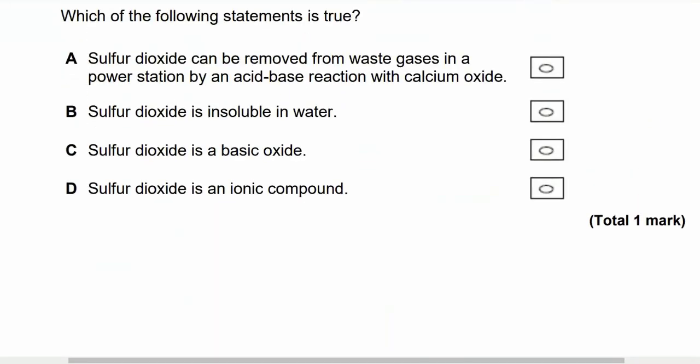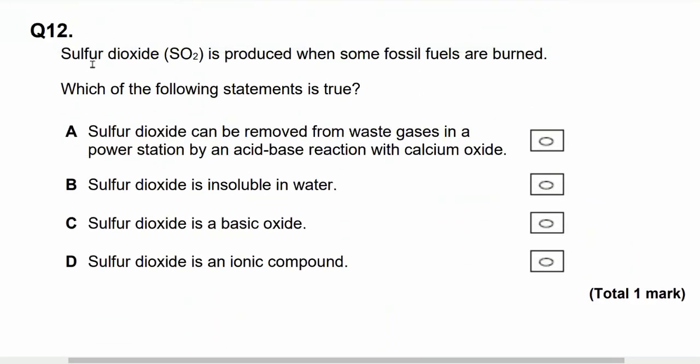Okay, final question, guys. 12. Sulfur dioxide is produced when some fossil fuels are burnt. Which of the following statements are or is true? Sulfur dioxide can be removed from waste gases in a power station by an acid and base reaction with calcium oxide. Sulfur dioxide is insoluble in water. No, it's not. It forms acid rain in the clouds, as you know that from GCSE.